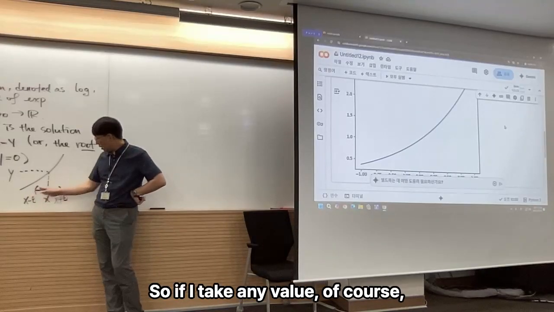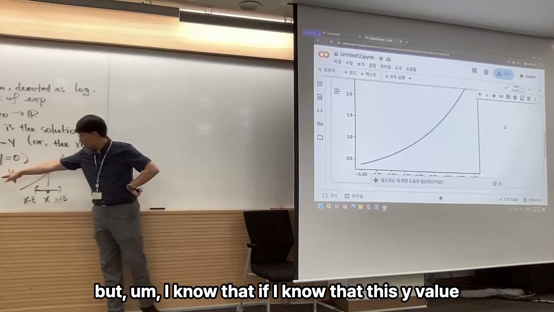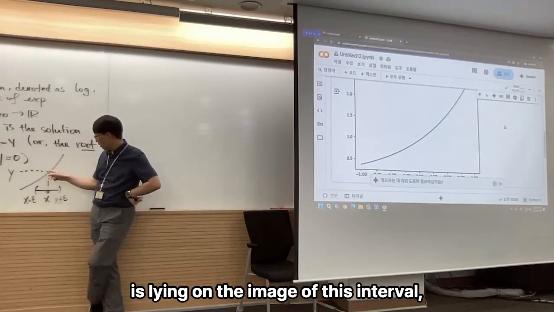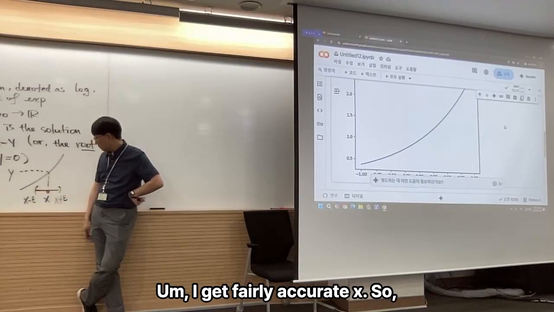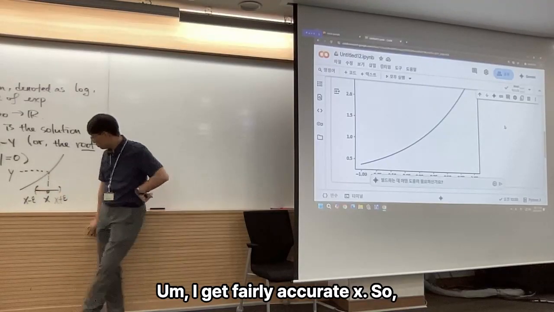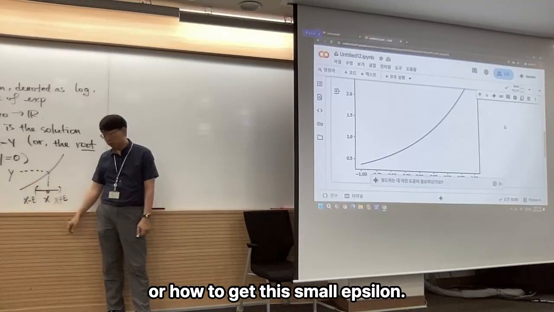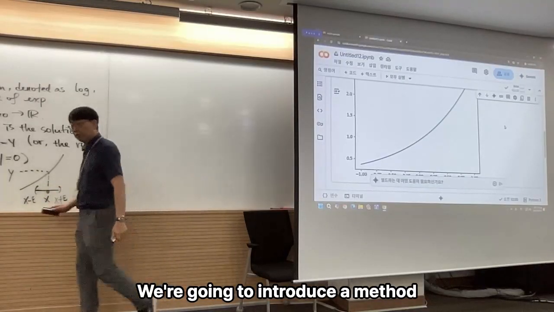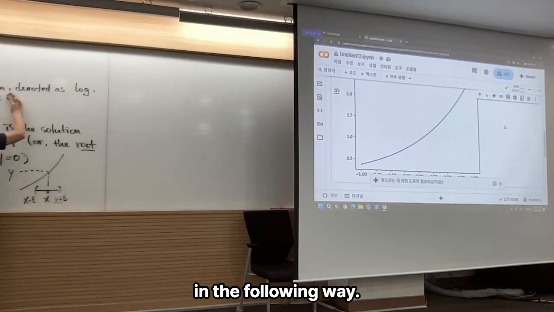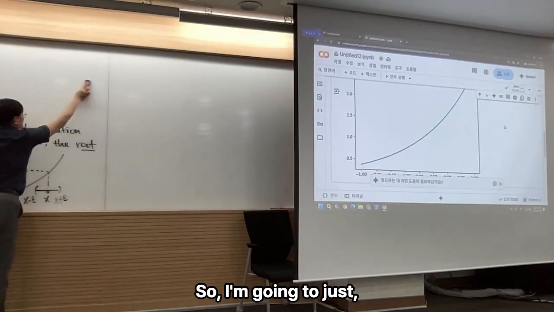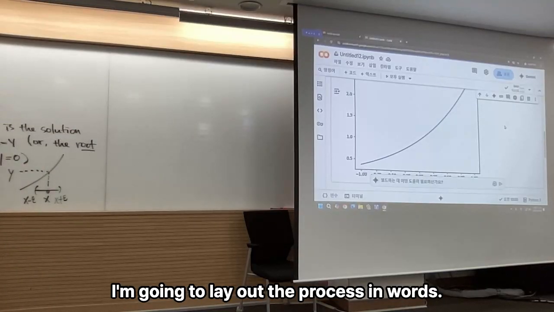So if I take any value, of course I get a different value, but I know that if this y value is lying on the image of this interval, then I'm okay, because epsilon is small. I get a fairly accurate x. So the problem is how to get this interval, or how to get this small epsilon. We're going to introduce a method called the bisection method in the following way. I'm not going to write everything in detail, I'm going to lay out the process in words.